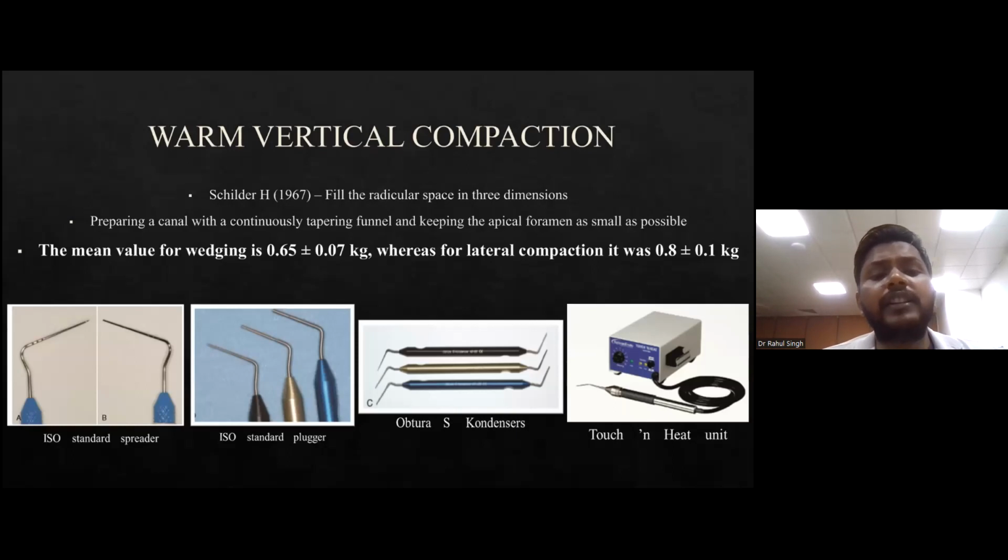The mean value for wedging is 0.65 kg, whereas for lateral compaction, obviously it's higher. And why this point is important is because in warm vertical compaction also, the chance of root fracture is really high. So we should not use your pluggers with a very brutal force. It should be within the limits that can be tolerated by the tooth, and your obturation should be nice.